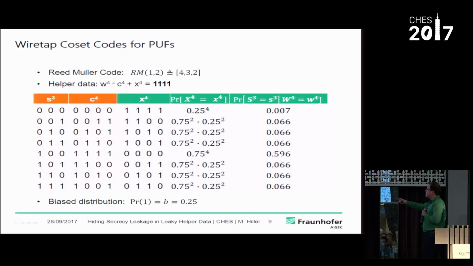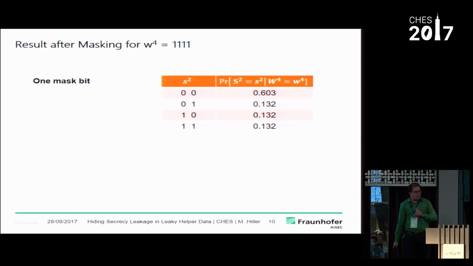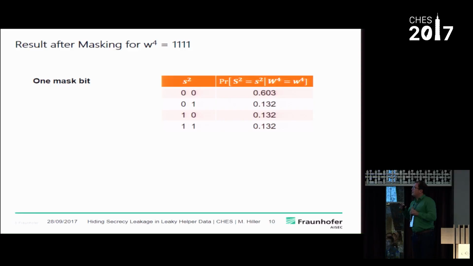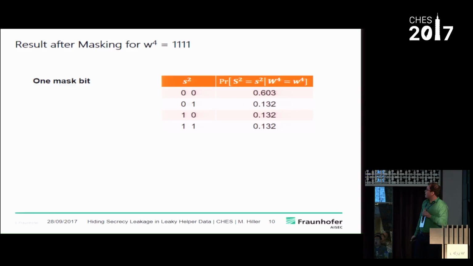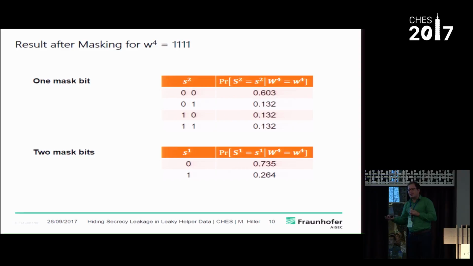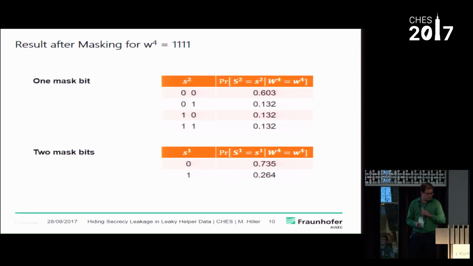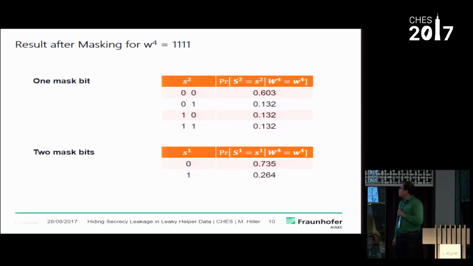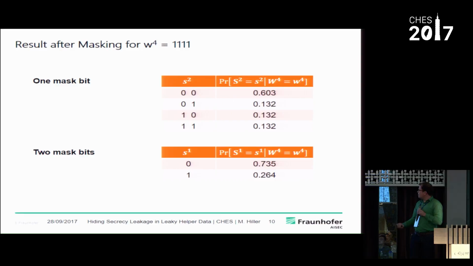So if we apply the debiasing again with one mask bit, we can see it helps a little to smoothen things out to have one mask bit and two key bits. If we take it one step further and have two mask bits and only one key bit left, then we still have a kind of 3-to-1 chance. That's why we have to go to larger codes, and that's a limitation of the 4-bit example. Later on, I'll go to an 8-bit example, and for the simulation results, I'll show you something even larger. But that's the basic principle.